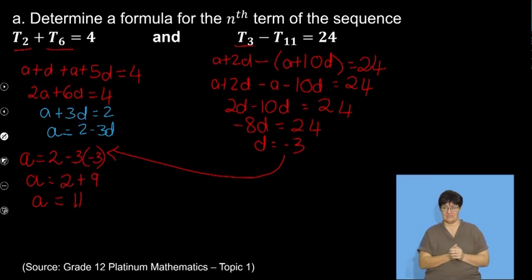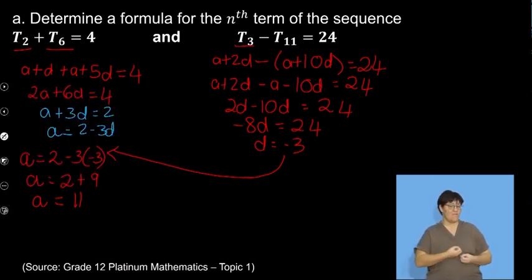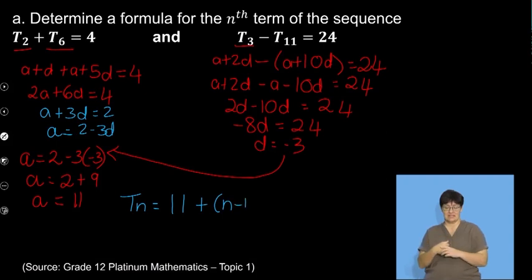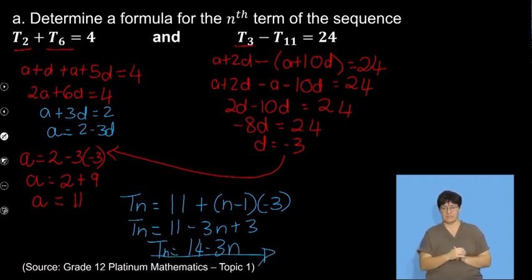So if I'm determining an nth term or an nth expression for the sequence, I'm going to have Tn is equal to 11 plus n minus 1 times negative 3. So it's going to be Tn is equal to 11 minus 3n plus 3. So Tn is equal to 14 minus 3n. Let's look at the next question.